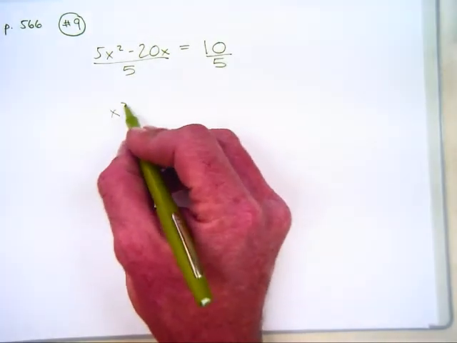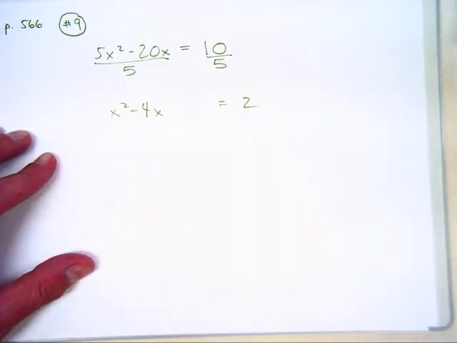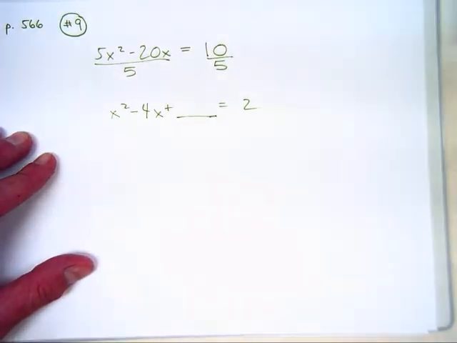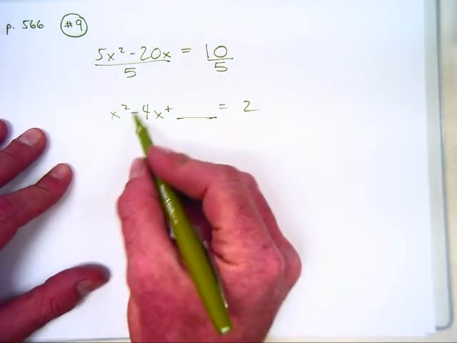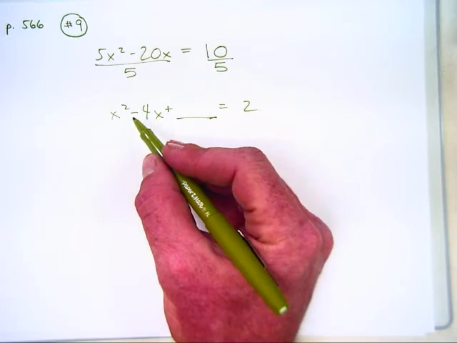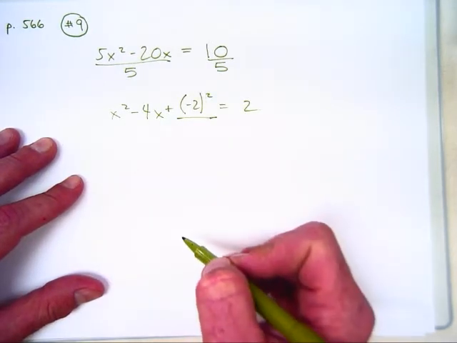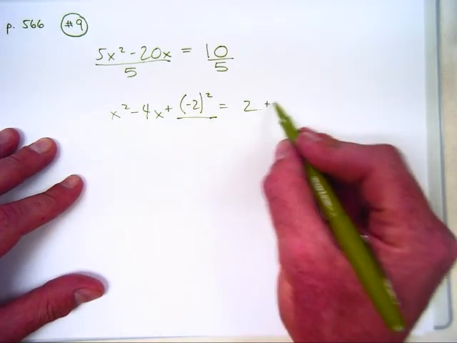We end up with x squared minus 4x equals 2. I left a little bit of space here because we need it to put in whatever we use to complete the square. That's always a plus. So we take negative 2, because we divide negative 4 by 2 to get negative 2. And then we square that. Whatever we add to one side, we have to add to the other side.